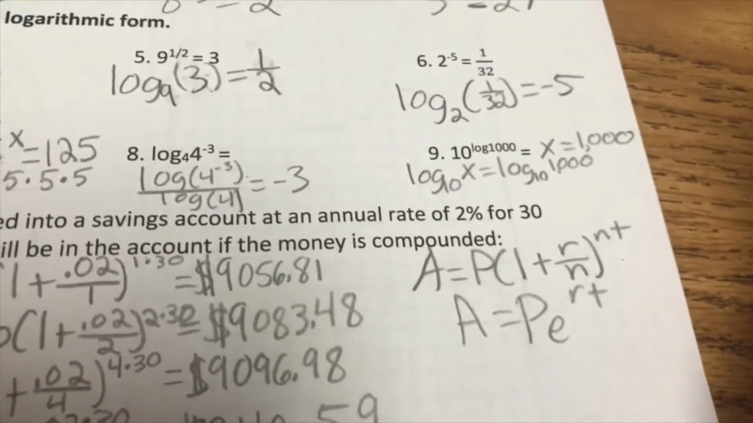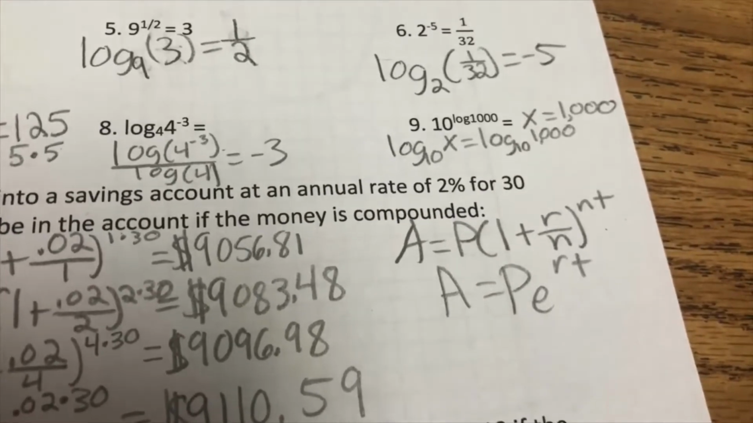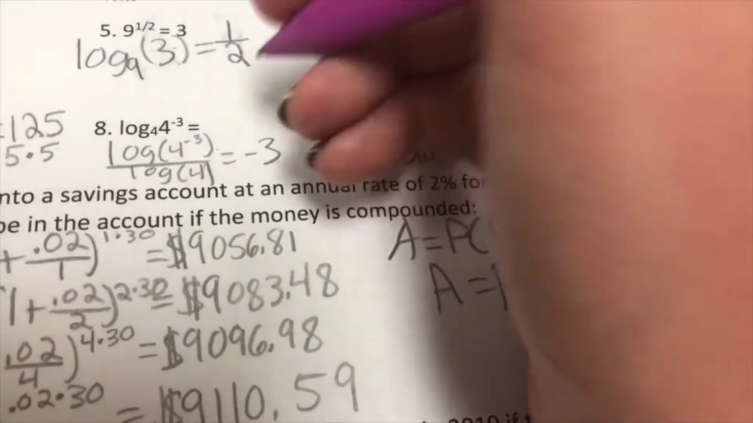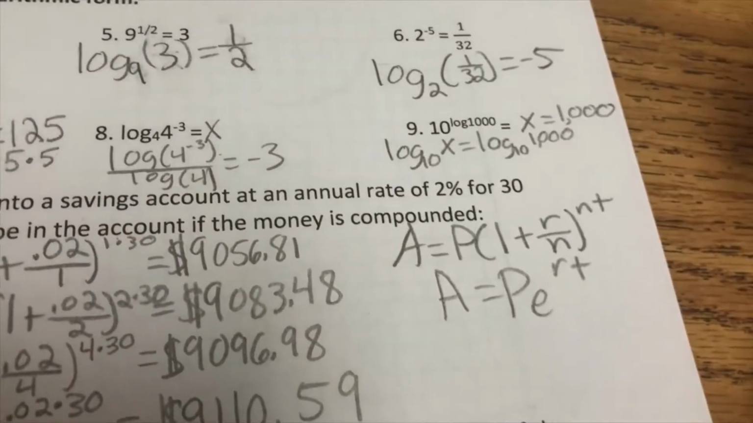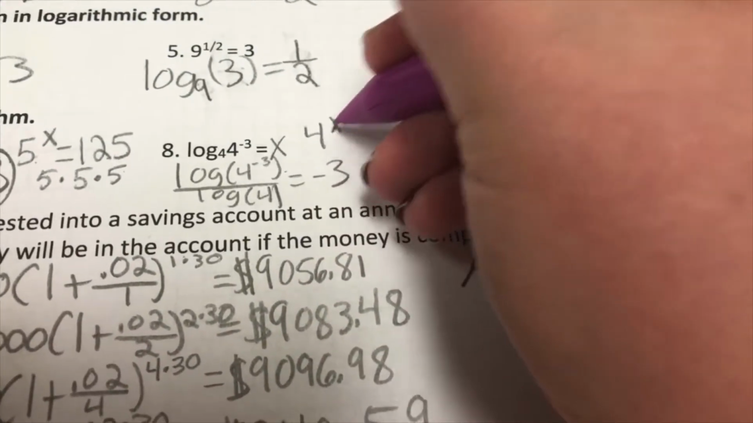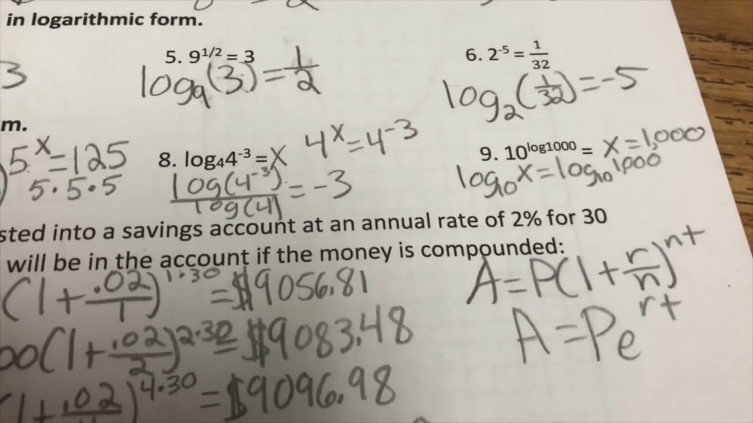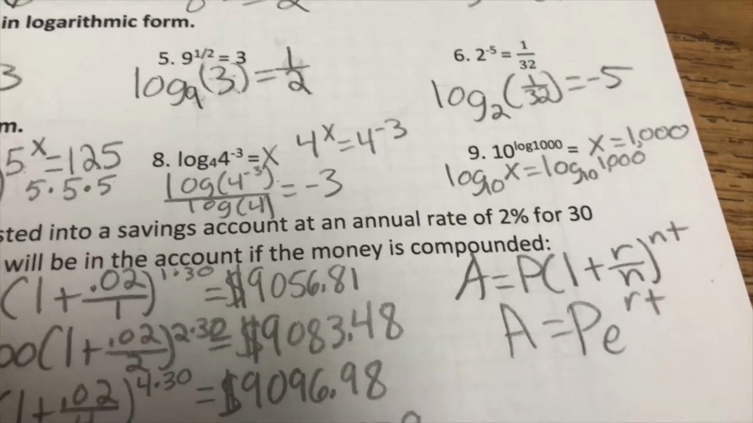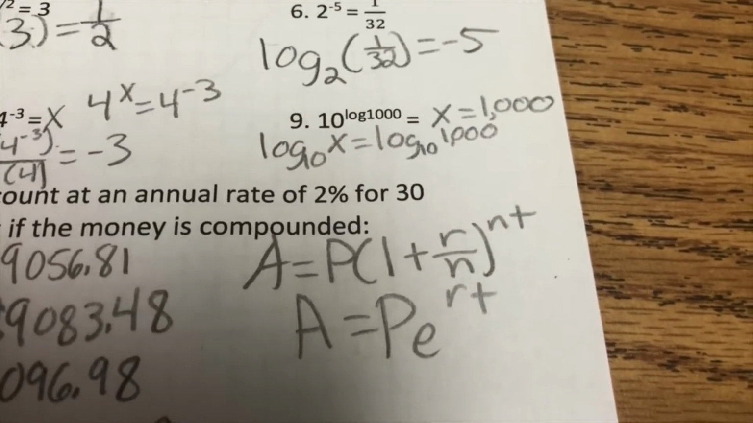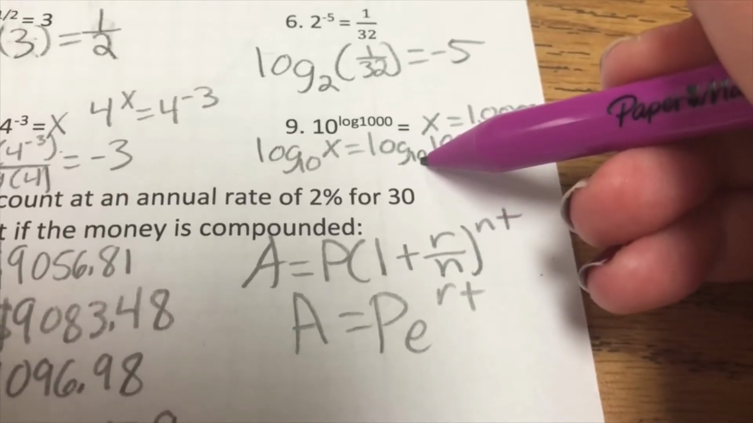Same thing kind of works with 8 and 9, except you would have to be using your log properties or your log rules. For this one, if you put an x in that blank spot and you change it to your exponential form, obviously x would be negative 3. For 9 on my paper, I already switched it to my log form. Remember in this one, your base of your log, if it's not written, is 10.